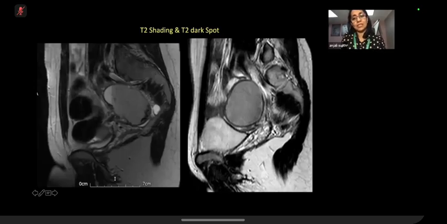Now there is another sign, which is the T2 dark spot. In the periphery of the endometrioma, close to the wall, you can see very low signal foci within the lesion. These are hemosiderin-laden macrophages which have accumulated over repeated cyclical bleeding. So this is another sign you see in an endometrioma. Although T2 shading is a very sensitive sign, you have to remember that it's not specific for endometrioma. You can have T2 shading in other hemorrhagic cysts which have undergone repeated bleeding, or in some hemorrhagic ovarian tumors which again have repeated bleeding.